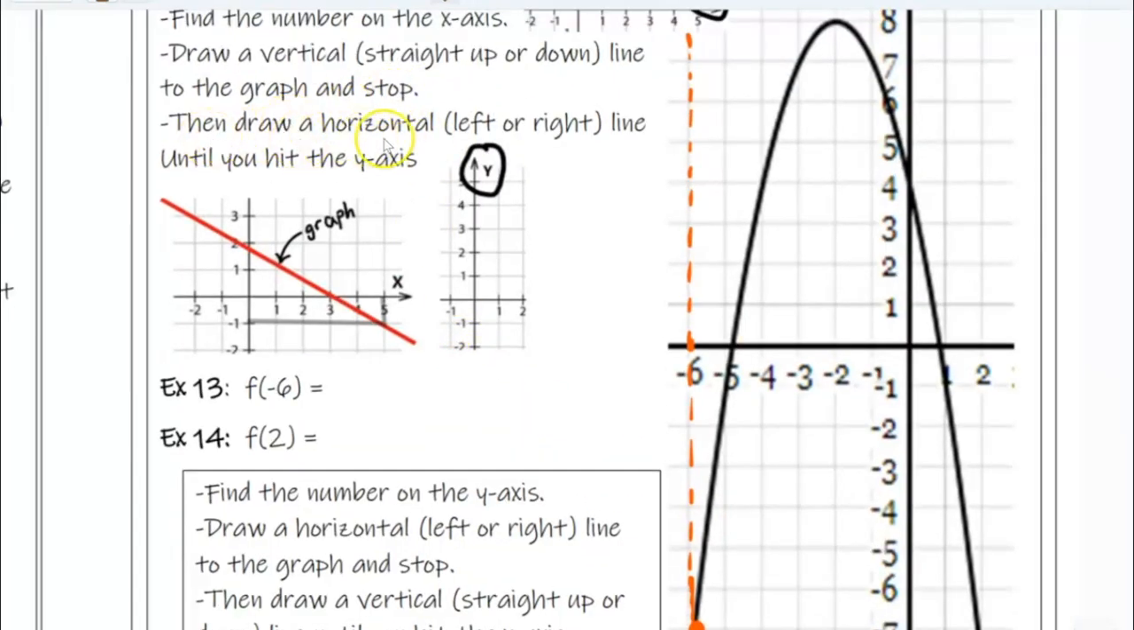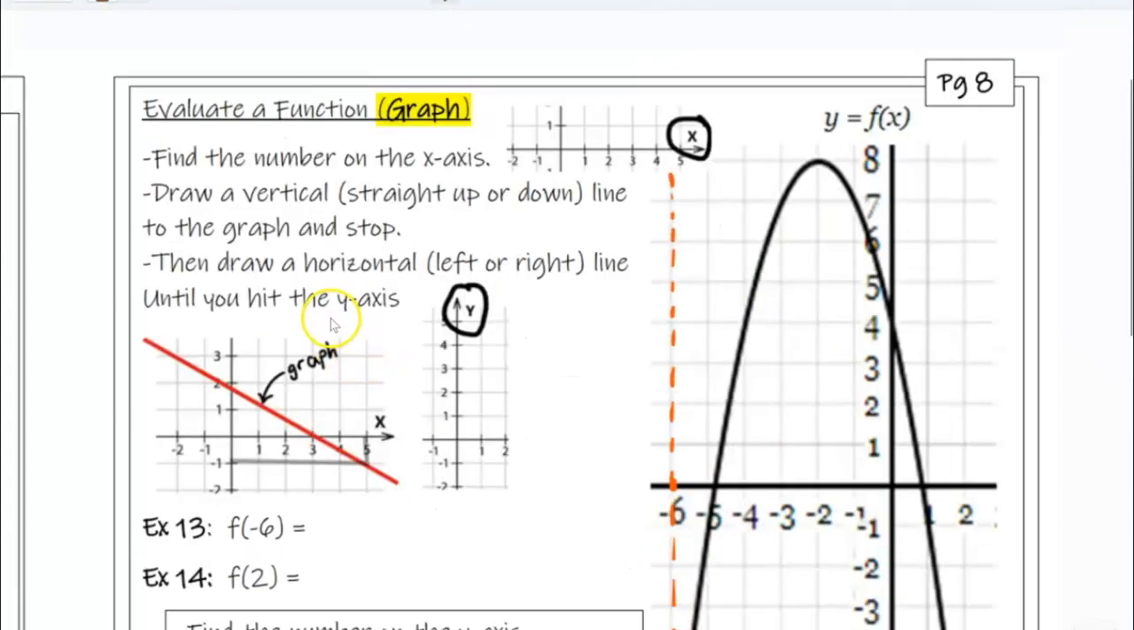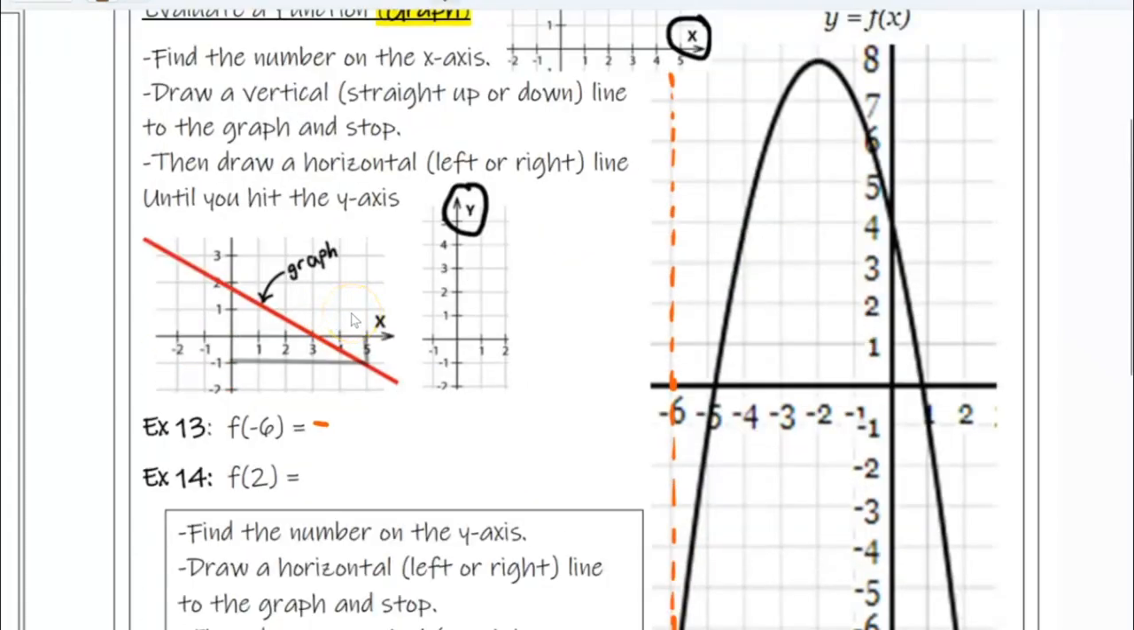Then it says draw a horizontal. So horizontal is going left or right line until you hit the y-axis. Well, if I draw a horizontal line this way, I'm never going to hit the y-axis. So I'm going to go this way, and I'm going to hit that y-axis of what number? -7. And that's how you determine your answer.